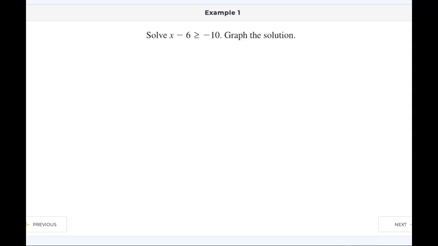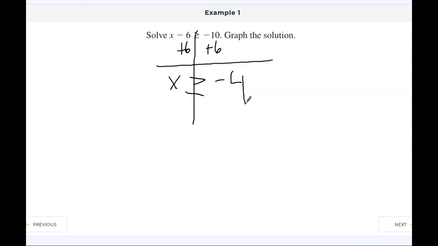Right, so this one we need to solve: x minus 6 is greater than or equal to negative 10, and then graph the solution. Lakin, how do you think I'm going to get x by itself? Add 6, I agree. So then, Lakin, what would I get? X is greater than or equal to negative 4. Yes, I agree. Questions on that one?